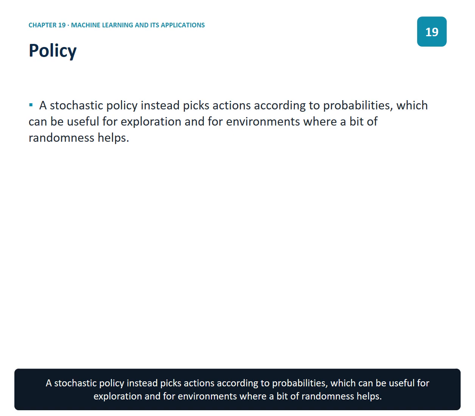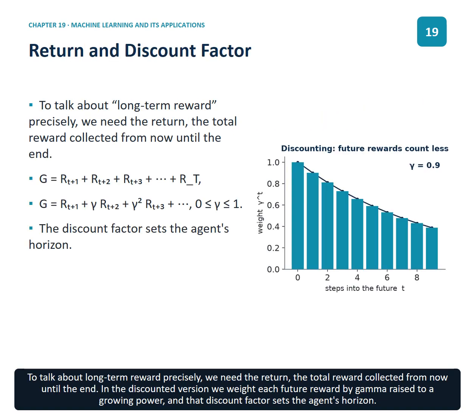To talk about long-term reward precisely, we need the return, the total reward collected from now until the end. In the discounted version, we weight each future reward by gamma raised to a growing power, and that discount factor sets the agent's horizon.